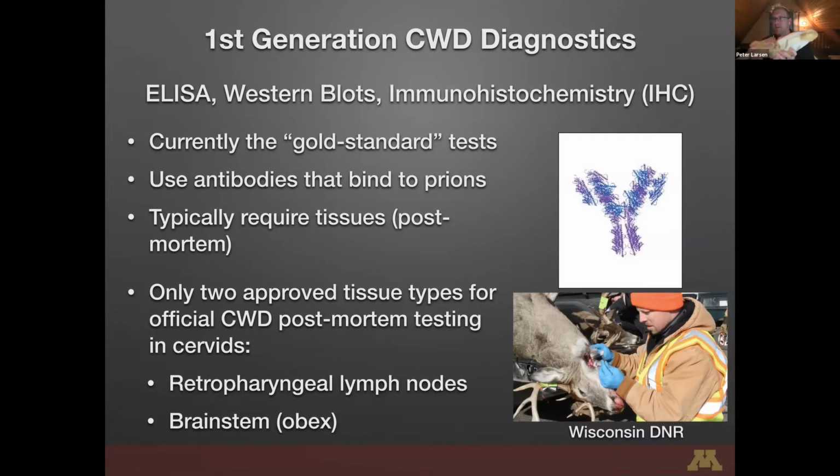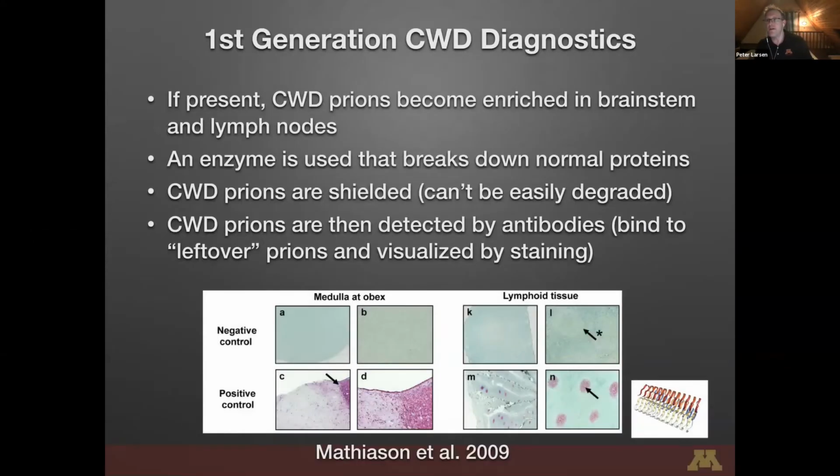And so right now with these current first generation tests, and this is what the image in the lower right is showing, you cut open right behind the jaw there, and you have to dig down there and pull those lymph nodes out for testing. Okay, those are the retropharyngeal lymph nodes. That's the primary tissue type because the prions get enriched there over time.